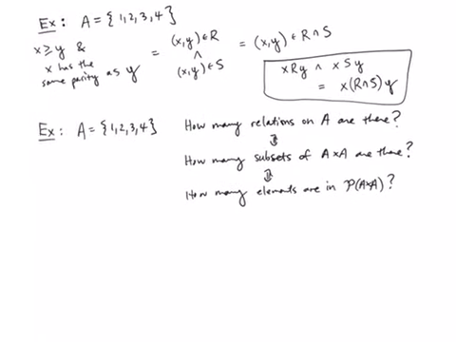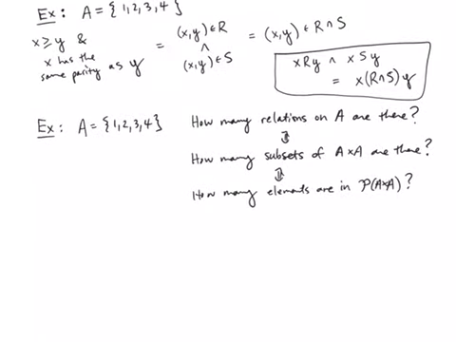And that's something that we've computed before. So the cardinality of the power set of a set is 2 to the cardinality of the set itself. And the cardinality of a product set like that is just the product of the cardinalities. So this is 2 to the cardinality of A squared. And the cardinality of A is 4, so this is 2 to the 16, right, which is rather large.